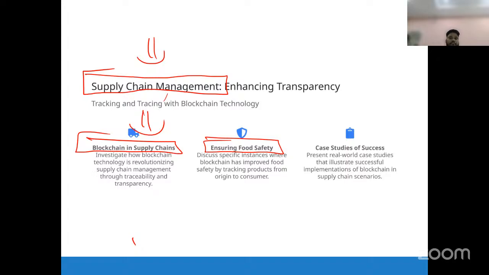If there is an issue, you can backtrace, you can identify the entire journey which is involved, and then you can have a look into it. That's how you can always be able to utilize the food safety appropriately.